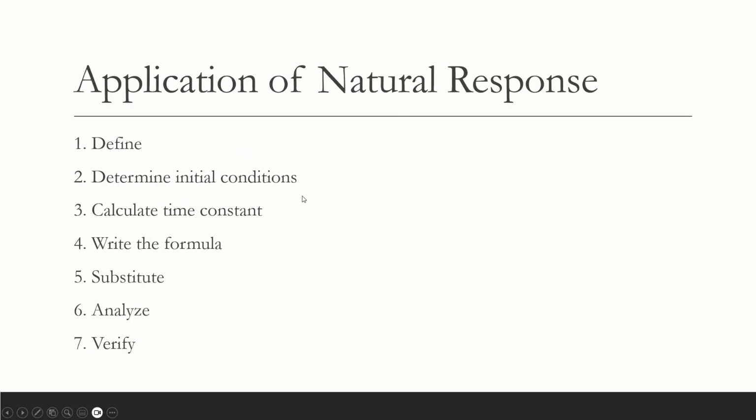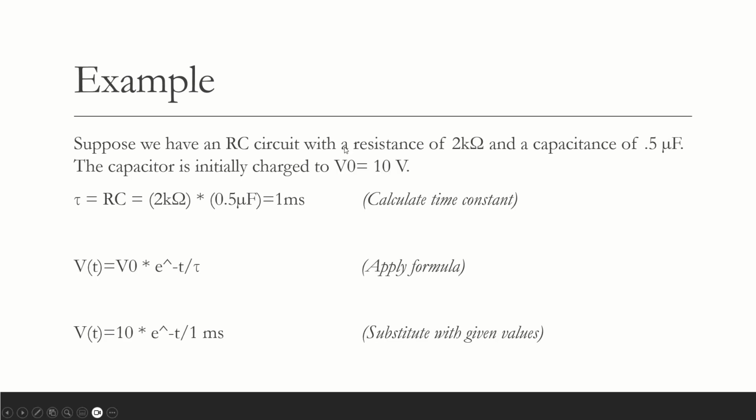For the application of natural response, number one, you want to define the circuit. So you want to look for, again, resistance R and capacitance C. Two, we determine initial conditions like VI. Three, we calculate the time constant. Four, write the formula. Five, substitute. Six, analyze. Seven, verify.